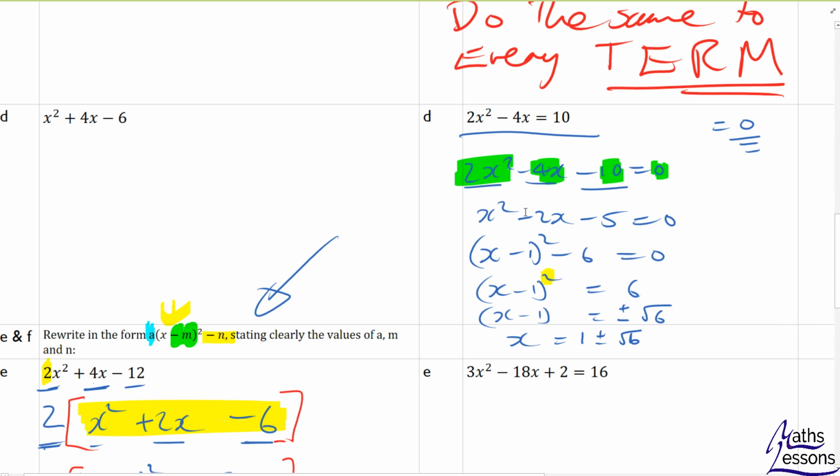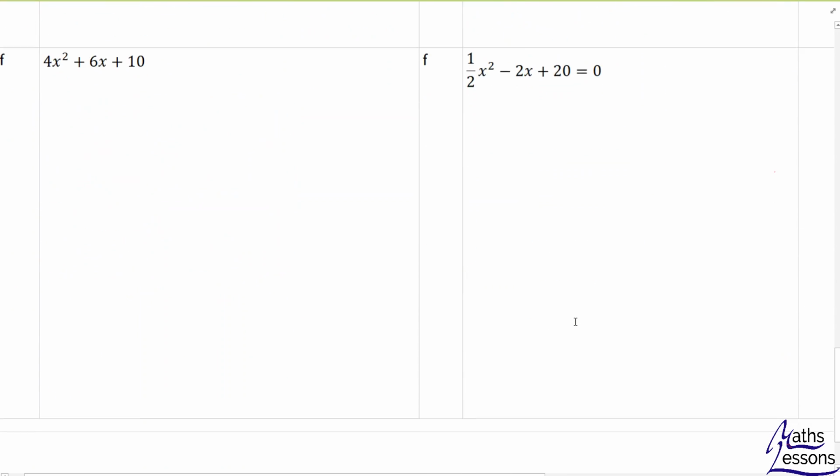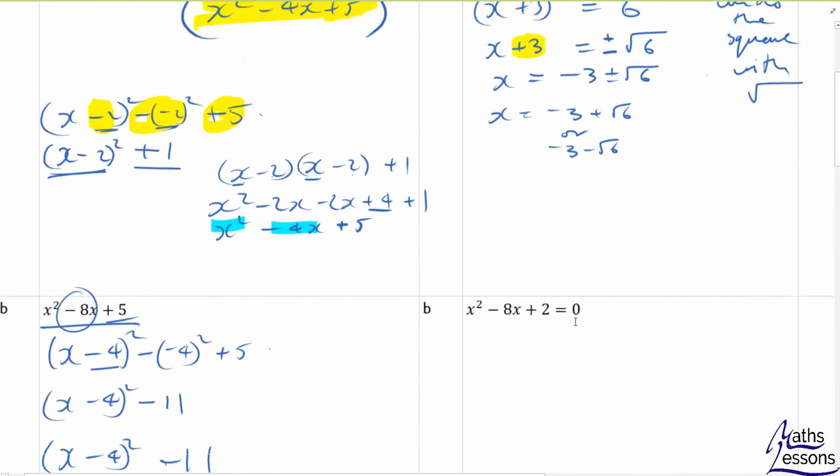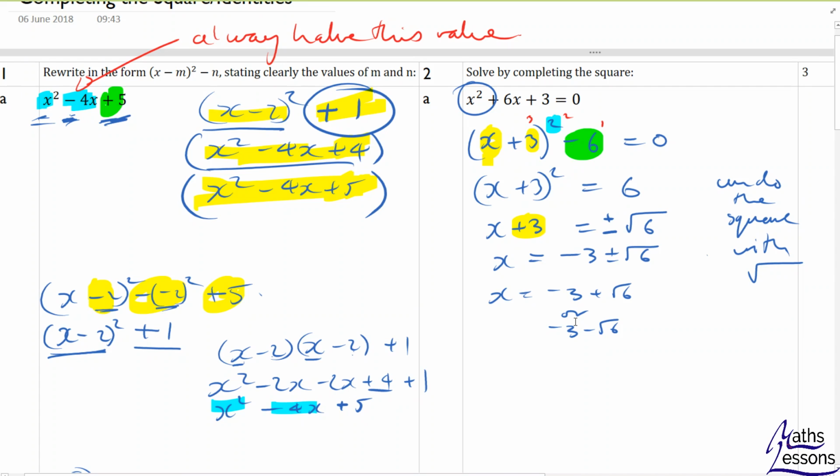So there you go. Some more questions to practice. I will put the answers in these boxes in due course. You can download this sheet. And then once you've got this sheet, just refresh, and it will automatically update on your sheet.